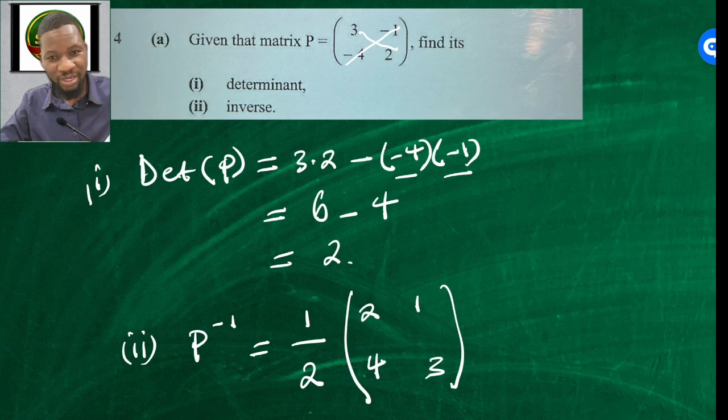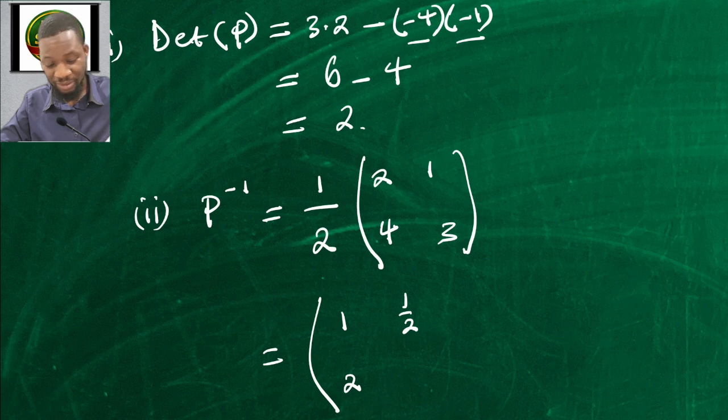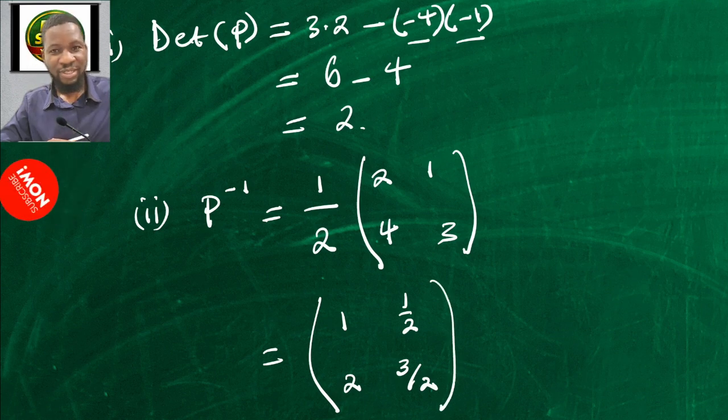If you want, you can leave it here. Okay, or we can just take 1/2 and multiply every entry in this matrix, because this is just a scalar. Okay, so you are just dividing everything inside by 2. So 2 divided by 2 is 1, then 4 divided by 2 is 2. So 1/2, we're going to leave it like that as a fraction, then 3 divided by 2. So that is the inverse and the determinant of this matrix.